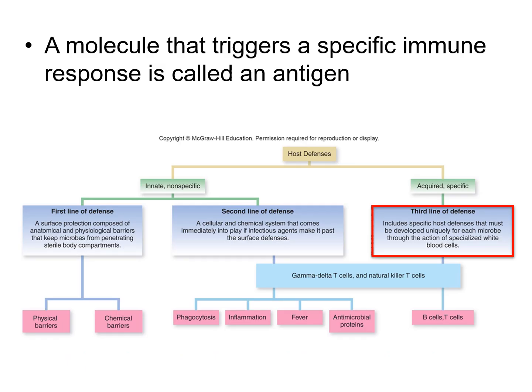A molecule that triggers a specific immune response is called an antigen. So now we're finally at the third line of defense. This is also called the acquired immunity, and it is going to involve the B cell and the T cell. But before we can get those activated, we have to devour the thing that's foreign, and that foreign substance is the antigen.